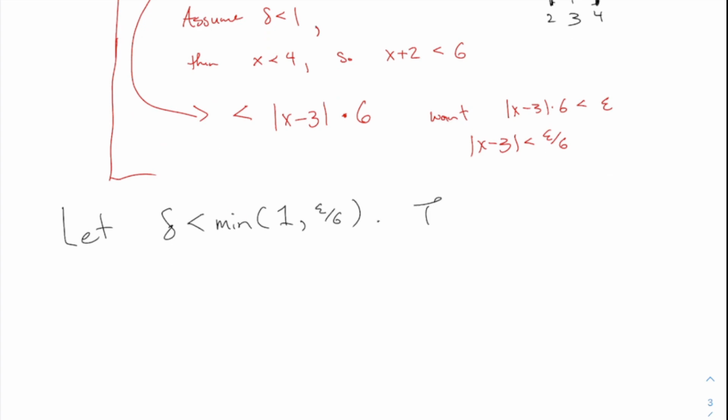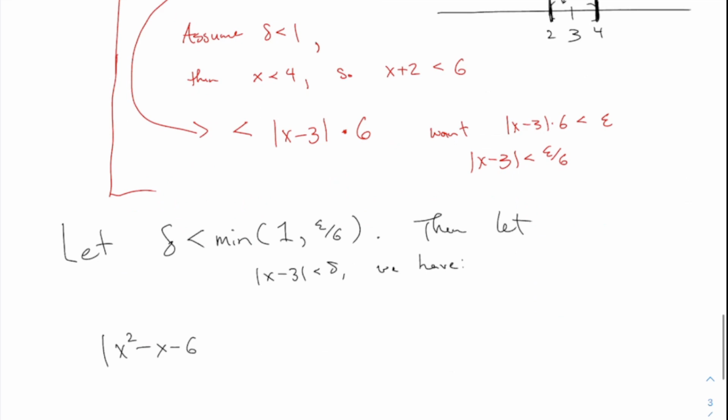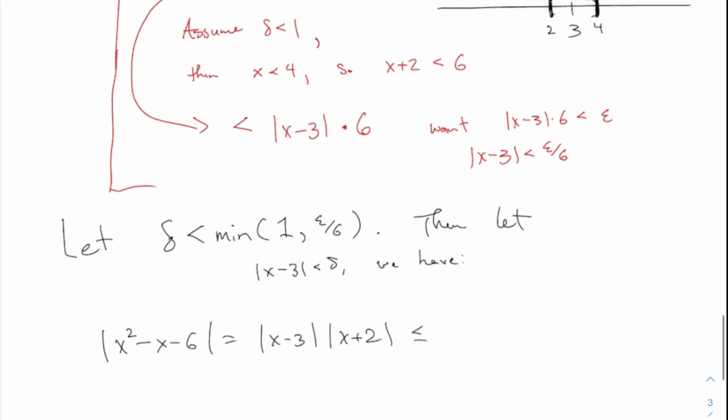Okay, so then let |x minus 3| be less than delta, and then we have, beginning with |x squared minus x minus 6|, this again I will factor: |x minus 3| times |x plus 2|. But now I can say this is less than or equal to, |x minus 3| is less than delta, which is less than epsilon over 6. And then the other part is less than or equal to 6 because of arguments that we said before.